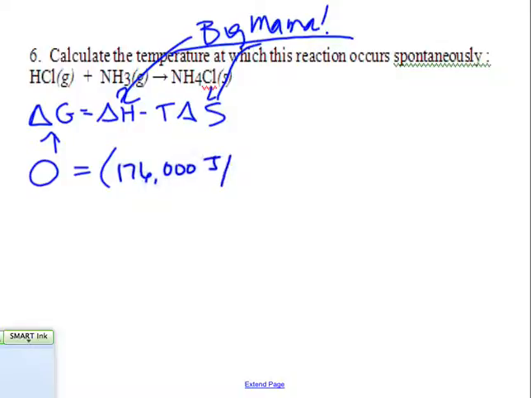176,000 joules per... negative 176,000 joules per mole. That sounds familiar to me from last period. All right. So minus. Now, we're looking for the temperature at which this is going to start to become spontaneous. And so my delta S, you'll already have it in joules. What did you guys get?